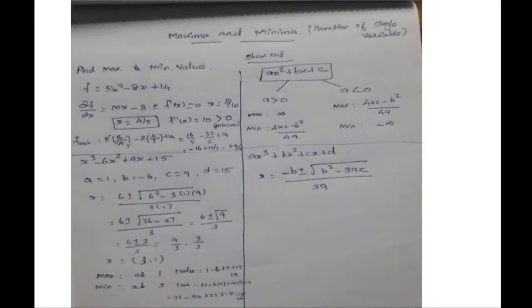In parallel, I wrote that if a is greater than 0, the maximum value is infinity and the minimum value is 4ac minus b squared by 4a. If a is less than 0, the maximum value is 4ac minus b squared by 4a, and the minimum value is minus infinity. This is a function of a single variable in the format ax squared plus bx plus c. This is the short trick for this format only.